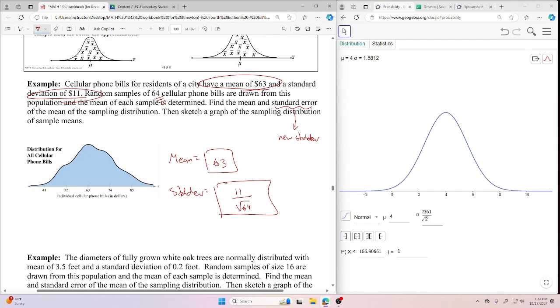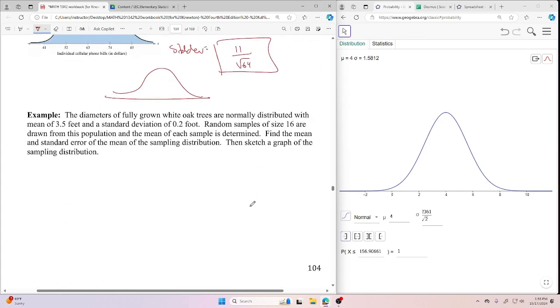Now it says sketch a graph and all that, but here I'm going to sketch a graph. There you go, right? Are we okay dividing by square root of n? I think they're just trying to hit that home.